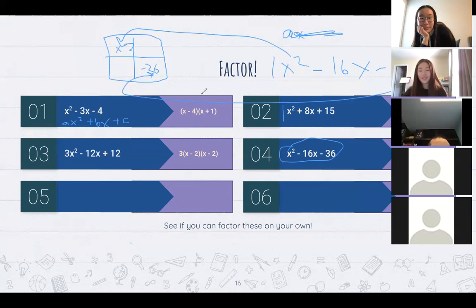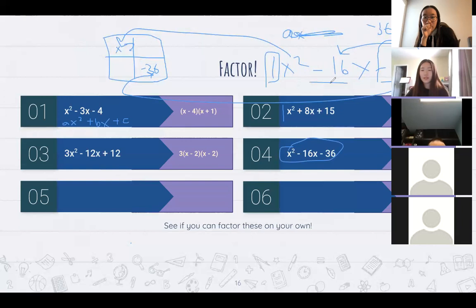This is kind of hard. Anyways, so now what do I do? Well, I multiply A and C. A is 1, C is negative 36. Well, 1 times anything is itself, so that's just negative 36. And now, I think this is the hardest part in my opinion. What I'm trying to do is find 2 numbers that multiply to negative 36, but add to negative 16. It's positive 2 and negative 18. Maybe.